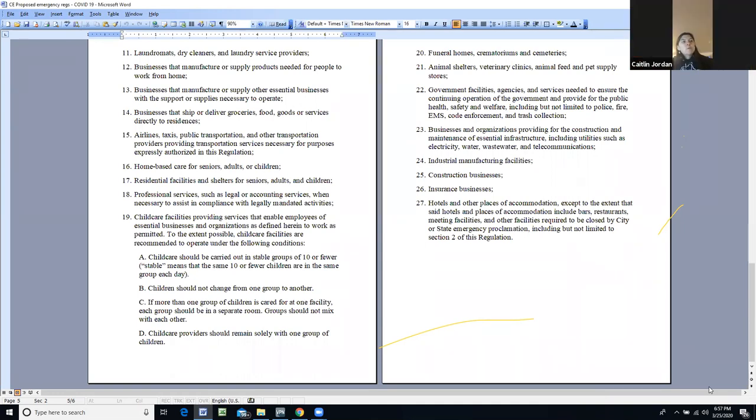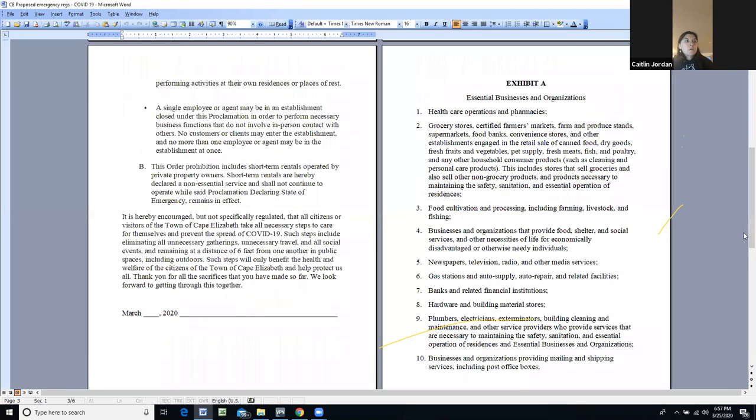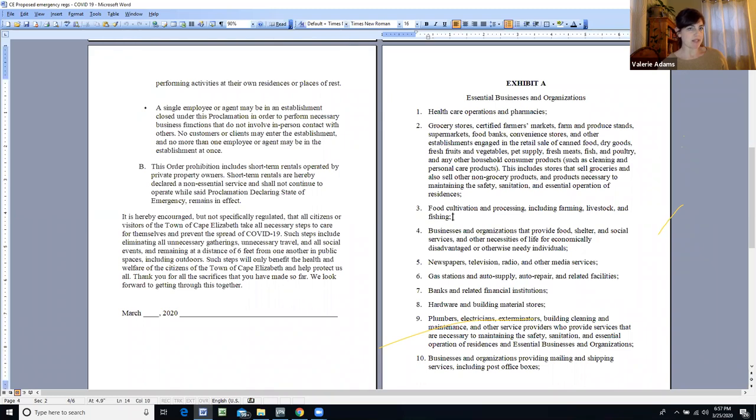Okay. And then the only other suggestion that I would have is that we don't list agriculture. We put food cultivation and processing, including farming, livestock, and fishing, just to be more consistent with what our other ordinances are. I'd like to make sure that agriculture is listed as an essential business in there. So I would amend my motion to make that amendment on item 3 to add agriculture.